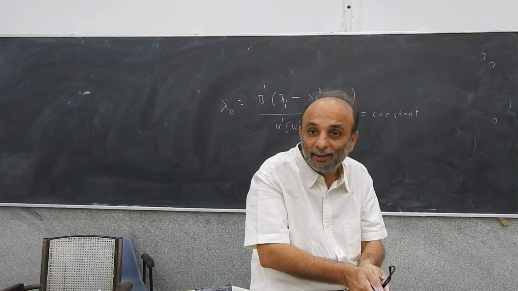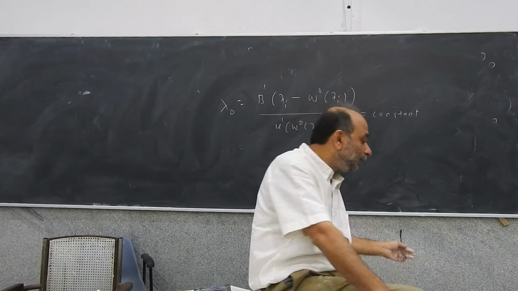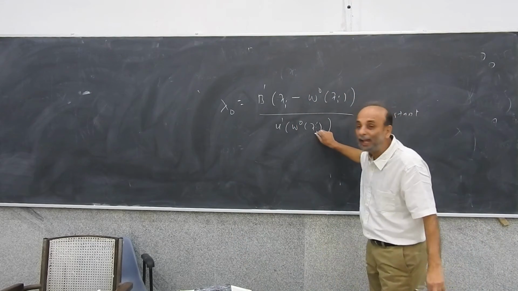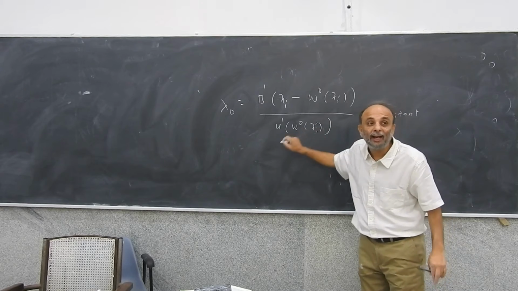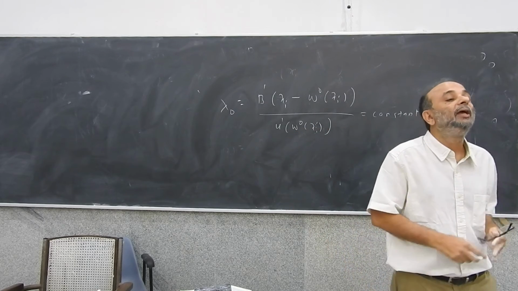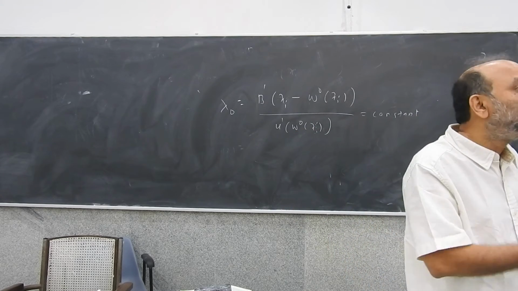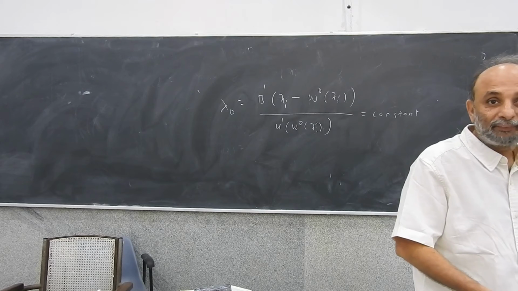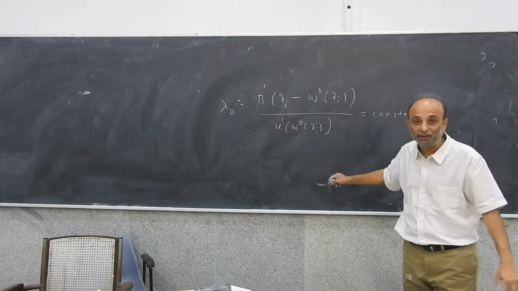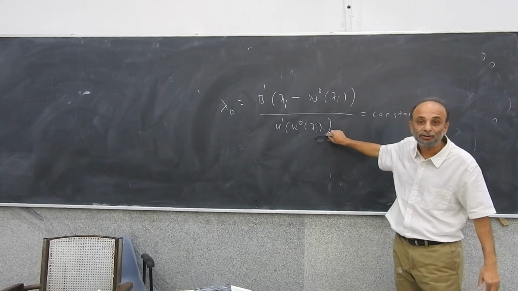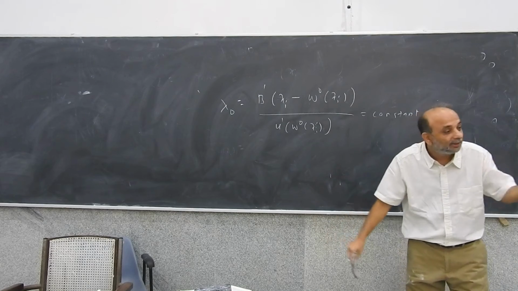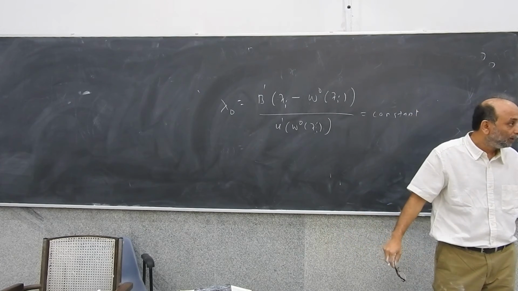You see the point? Which means that whatever the contingency xi, the agent ends up getting a fixed wage if the principal is risk neutral and the agent is risk averse. Because this fraction has to be constant. If this is constant, this has to be constant. So the agent ends up getting a fixed wage.